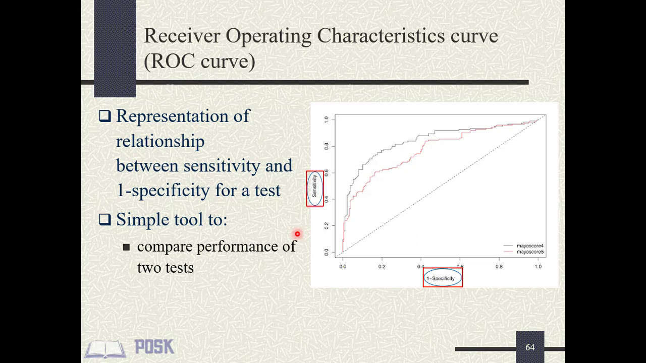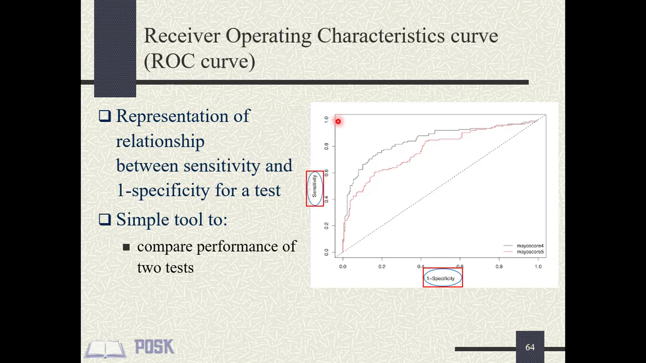The first method is by identifying the curve that sits close to the upper left hand corner. A model with high sensitivity and high specificity will have a ROC curve that hugs the upper left corner. So in this example, the Mayo score is closest to this upper left hand corner.